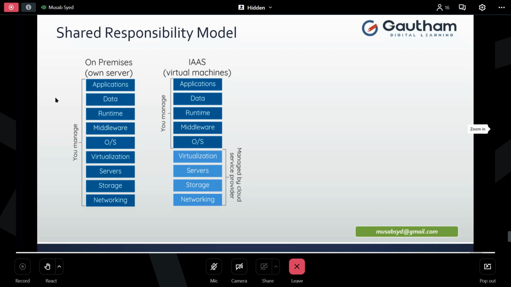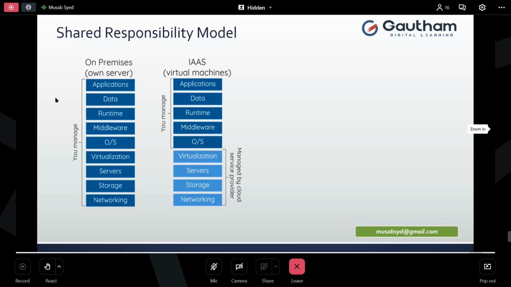But on top of it, which OS we are going to run, that is our responsibility. Which middleware, runtime, data, application, this is our responsibility. So half the responsibility will be gone. Hardware will be the responsibility of the cloud provider, software will be the responsibility of us.